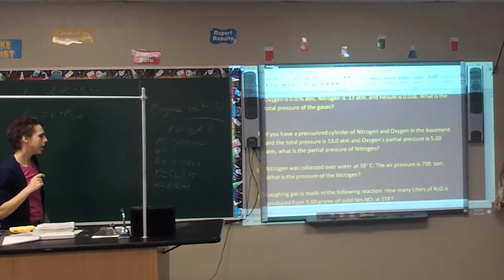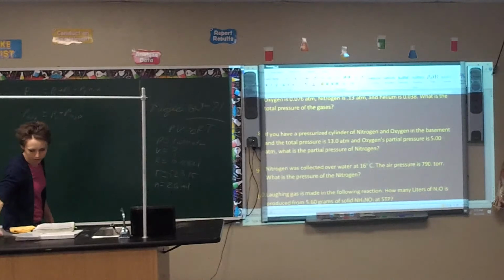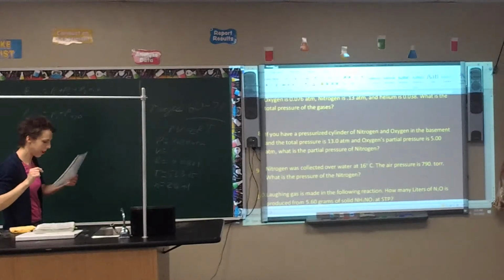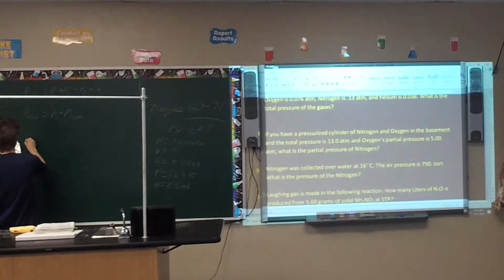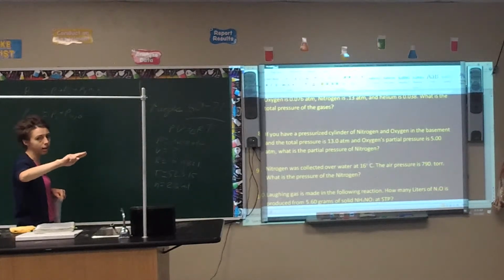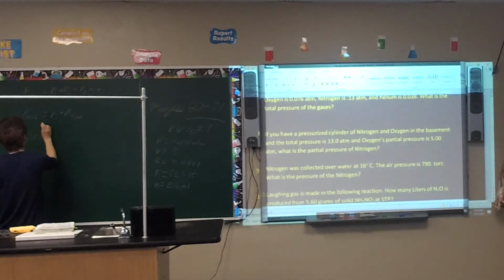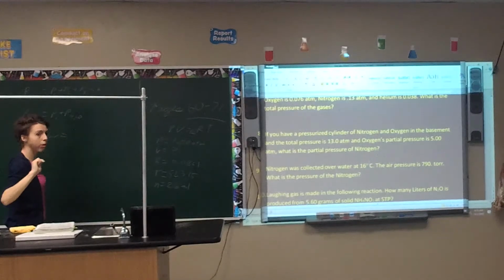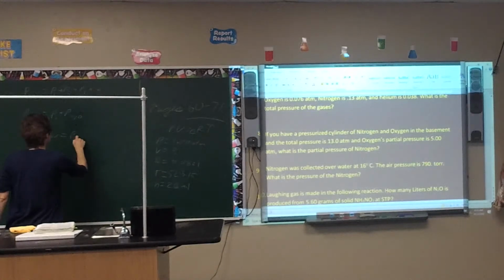So if the atmospheric pressure is 790 torr, we have to figure out what the pressure of the gas is. If the pressure of the atmosphere is 790 torr, that's the total pressure, the total pressure of the gas and the water vapor on the inside. So 790 torr. That's the pressure on the inside because it'll equal the atmospheric pressure. But we don't know the pressure of the gas and the water vapor separately.